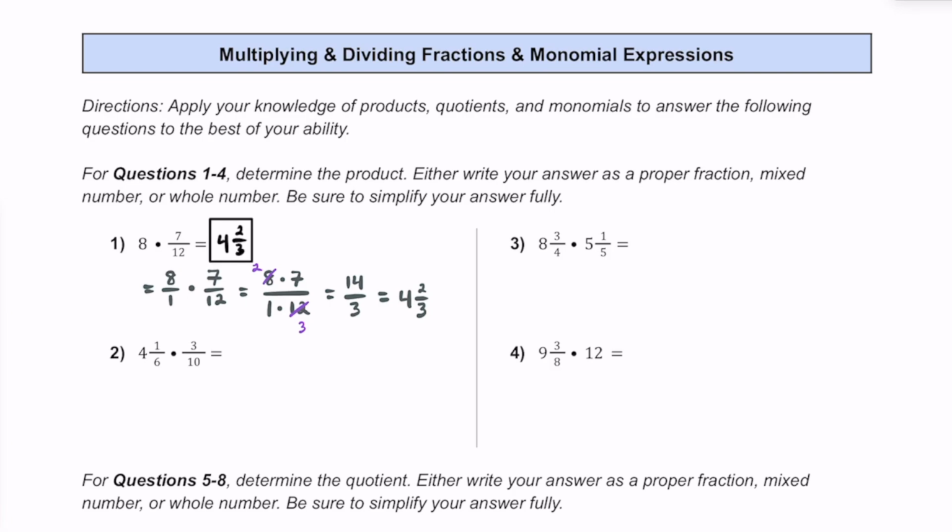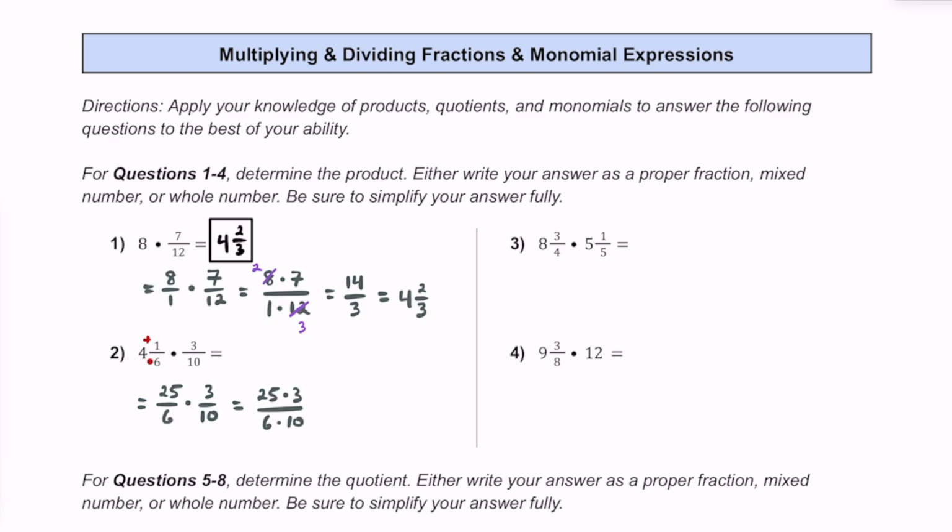All right, for number 2, looks like we have a mixed number multiplied by a proper fraction here. So let's go ahead and see. Let's turn the mixed number into an improper fraction first. So 4 times 6 is going to be 24 plus the 1 on top is going to be 25. So we're really looking at 25 over 6 here, multiplied by 3 over 10. All right, written as one fraction here, we can say this is going to be the product of 25 and 3 over the product here of 6 and 10.